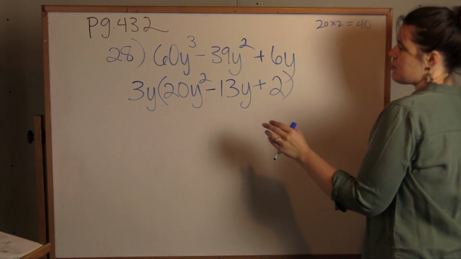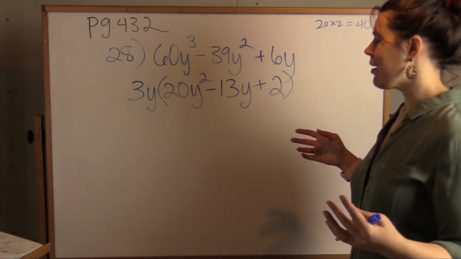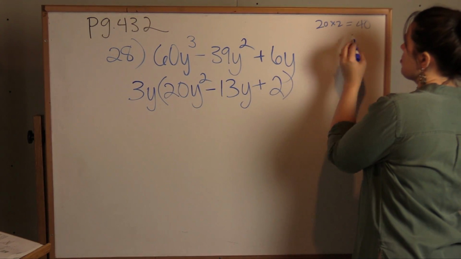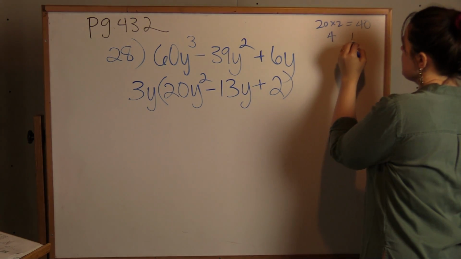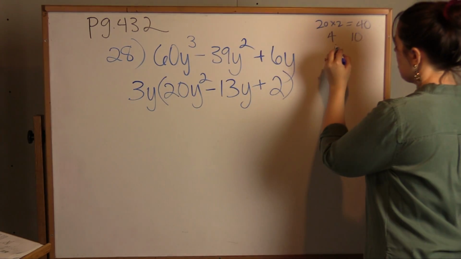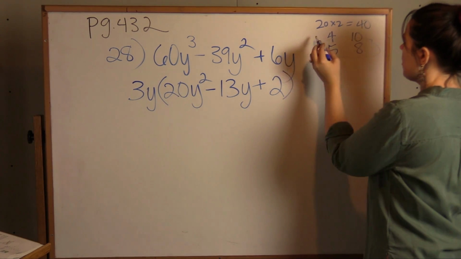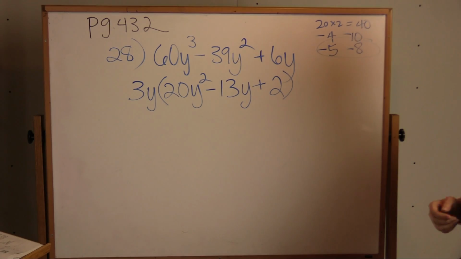So because this is a smaller number, I don't want to go through my huge factors of 40 like say 1 and 40. So I'm going to start with 4 and 10. Okay, that's not going to work. 5 and 8. And that looks like our winner. Oh, sorry, I should be doing these negative. So we have negative 5 and negative 8.